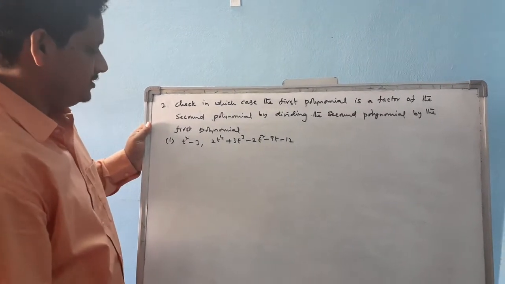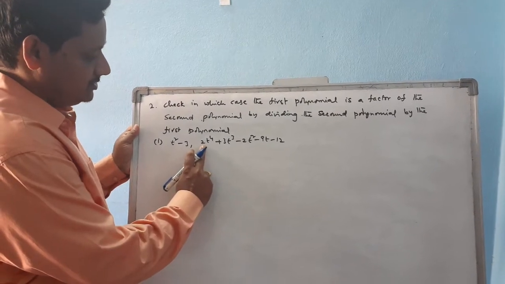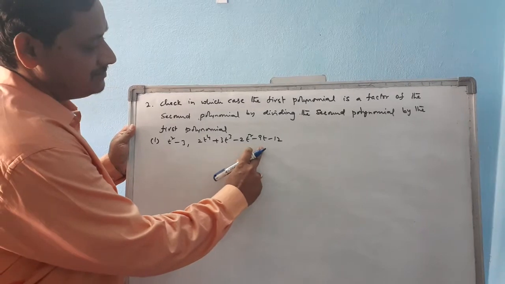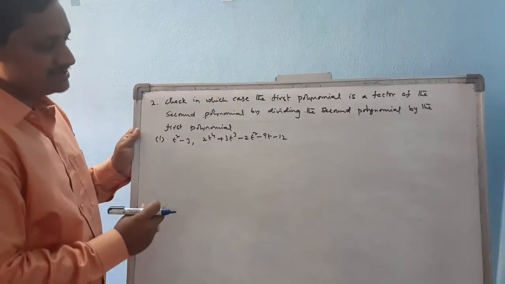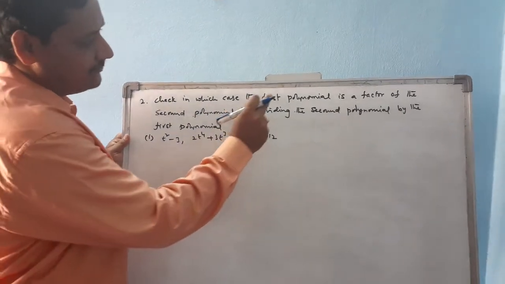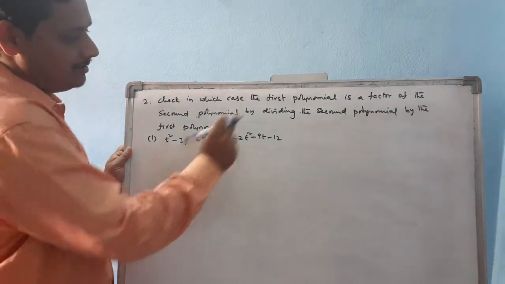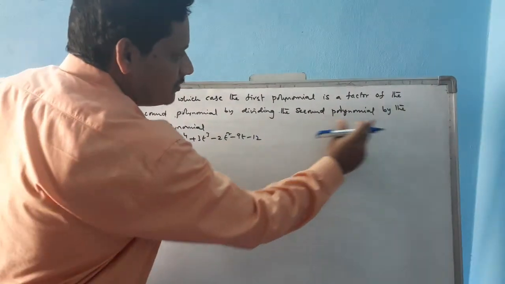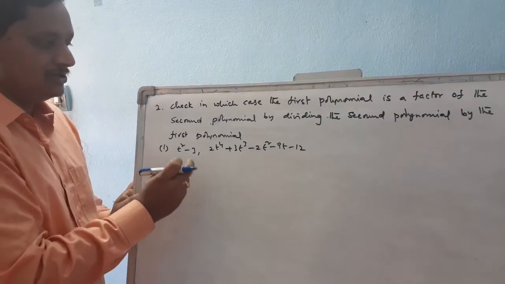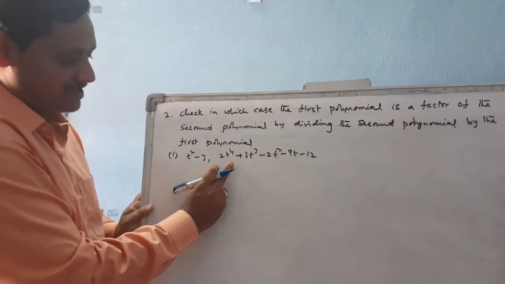So next here, t square minus 3 is the first polynomial. 2t to the power of 4 plus 3t cube minus 2t square minus 9t minus 12 is the second polynomial. Check in which case the first polynomial is a factor of the second polynomial by dividing the second polynomial by the first polynomial. So now we have to check whether it is a factor of the second one or not.